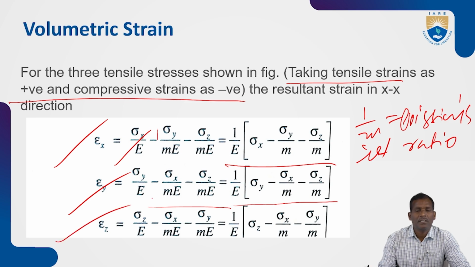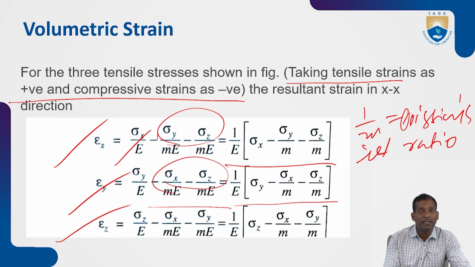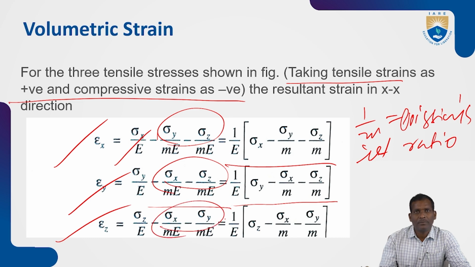So similarly in z, the strain in the z axis is sigma z by E minus sigma x by m minus sigma y by m. So here we are calculating with three tensile stresses. While you are calculating the x direction strain, use y and z. In y, use x and z, and in z, use x and y. Clear? So now you will get three relations.